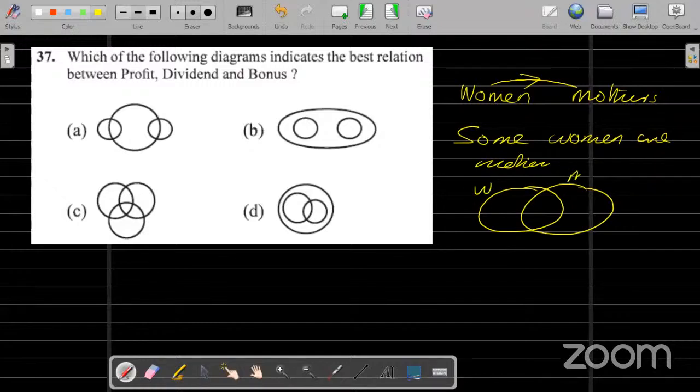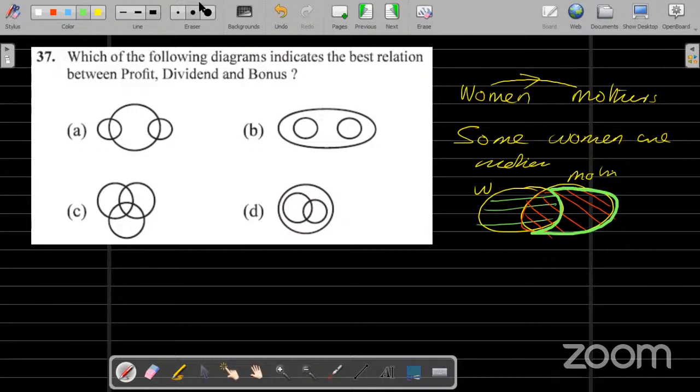These are the women and these are mothers. Okay, this much are women and the red part are mothers. The common area are women that are mothers. Now think of this portion that I'm marking green. What is that portion? Mothers that are not women. Such a thing is not possible, right? Mothers that are not women, that is not possible.